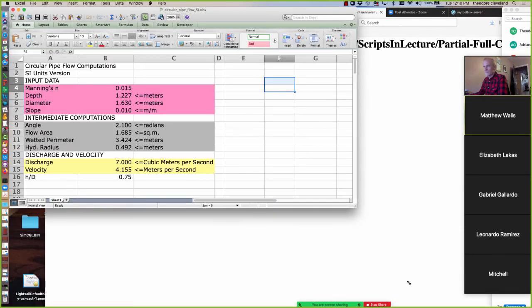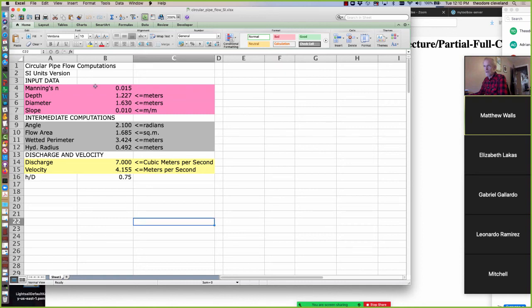So here is a calculator to compute circular pipe flows in SI units. So it tells you to enter the depth, diameter, the longitudinal slope, Manning's N. It'll return the intermediate computations. It'll calculate discharge and velocity for you. And looks like B5, it'll actually produce the depth diameter ratio for you.